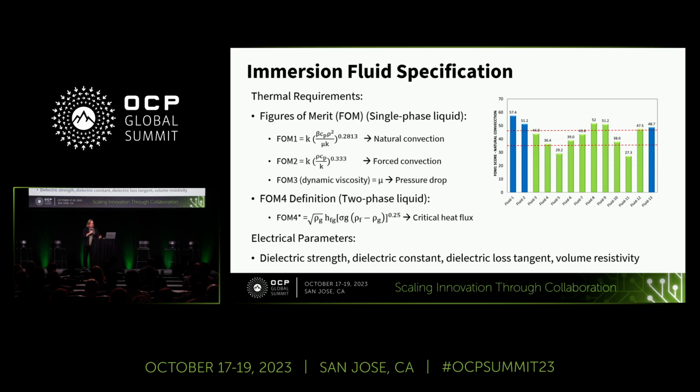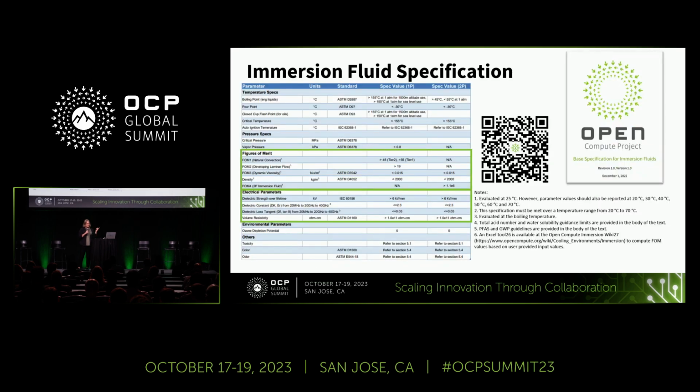For figure of merit 4, the definition is based upon the critical heat flux. If you take a few constants away, you end up with this expression that depends upon the density of the gas and the liquid, the surface stress, and so on. You see the expressions up here, and more details are in the fluid specification. For the signal integrity, or electrical, parameters, specific values were selected. That's what we ended up with in the fluid specification: a table of not only the figures of merit, but also the electrical parameters and other parameters. I won't go through this, and I'm not expecting you to read it either.